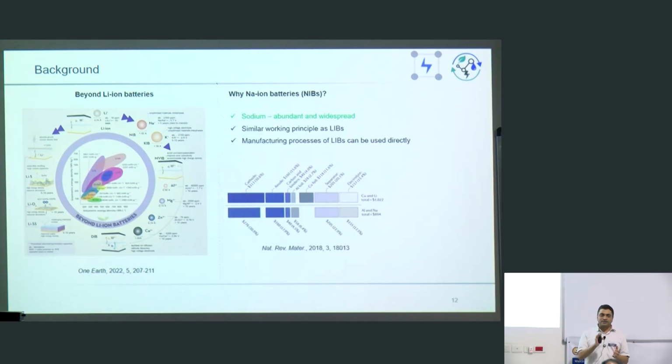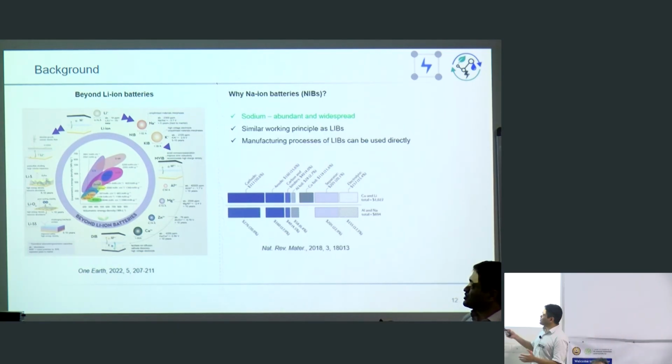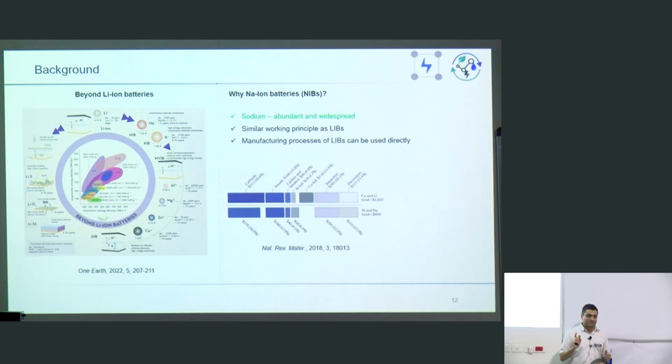So if you can replace copper with aluminum in the case of a sodium ion battery, we're actually saving 10% of the total cost of the battery just by changing the current collector. You're not even worried about the chemistry or what the electrode material is. We're just changing the current collector and we get 10% savings. So this is one big benefit of using sodium ion batteries.